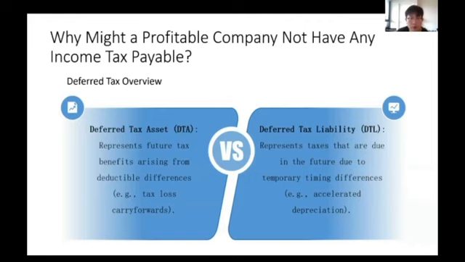DTL represent taxes that will be payable in the future. This happens due to temporary timing differences between accounting and tax reporting. A common example is accelerated depreciation used for tax purposes, which reduces current tax liability but results in higher future tax payments.